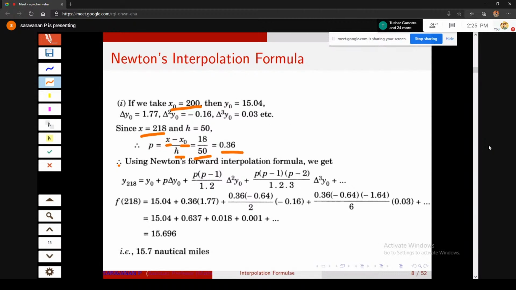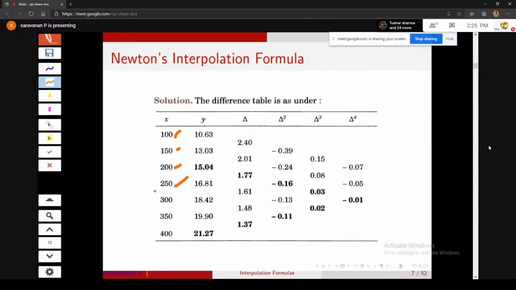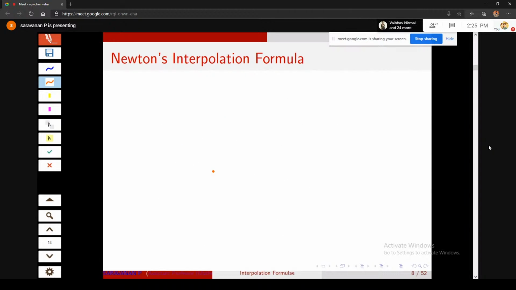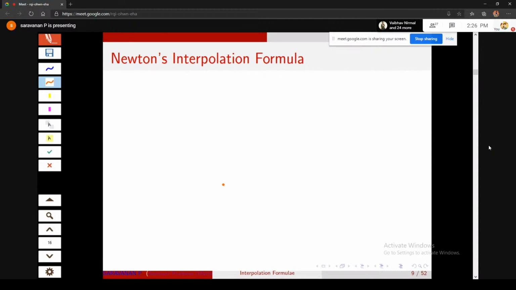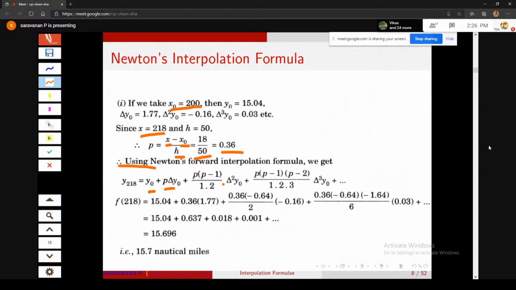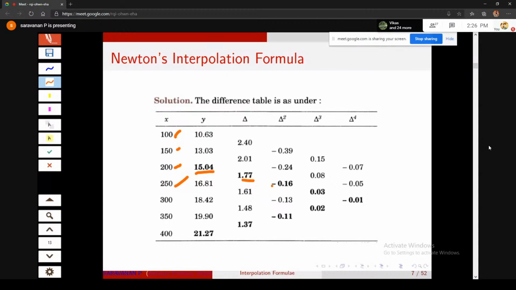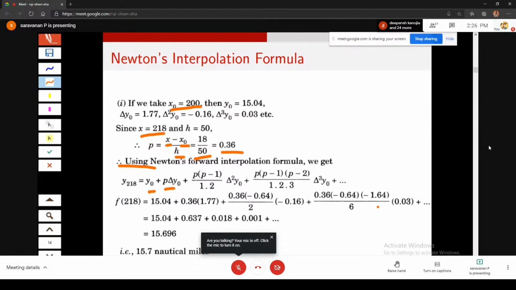Then write the Newton's forward interpolation formula. This is the formula. y0 is 15.04. P is 0.36. Delta y0 is 1.77. Delta square y0, delta cube y0, delta power 4 y0. Substitute all this in this formula, simplify, you will get the answer. Any doubt is there? Please tell me. No, sir. Okay. So it's clear, right?